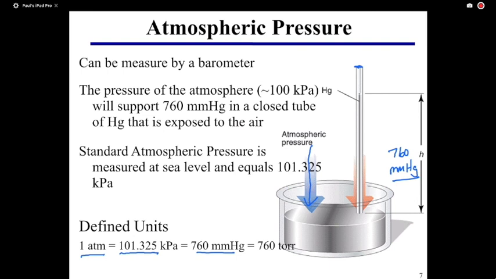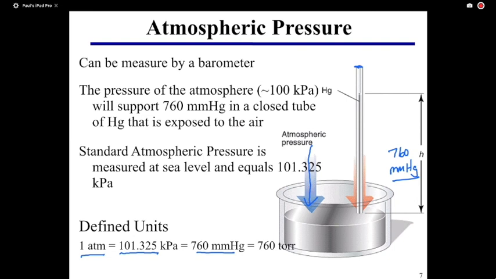We used to have one that was open to the air. We don't use that anymore because mercury is dangerous. But it would take 760 millimeters of mercury inside that tube to equal all of the weight of the air pushing down on that same pool of mercury. All right? And so that is a measurement that we can use.